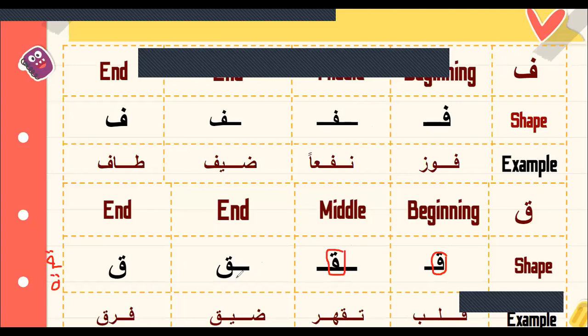If the qaf comes at the end, of course, I'm removing this because there is no place, our general rule. But when it comes at the end, it will never be like this. This is a ta marbuta. It will always be a complete shape. So the ta marbuta comes with this shape at the end, but the qaf at the end is like this. What comes in the middle and in the beginning is a qaf. You see here, of course, this is not ta marbuta. If it was a ta marbuta, it would come here at the end, never in the beginning or in the middle of a word.